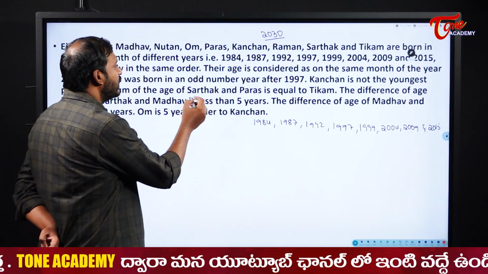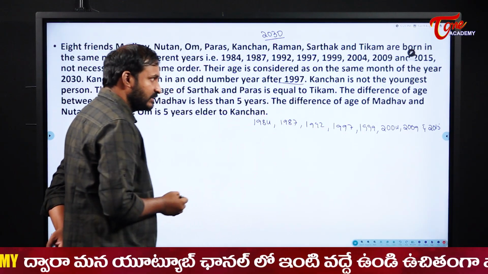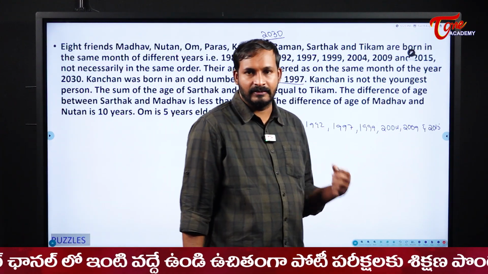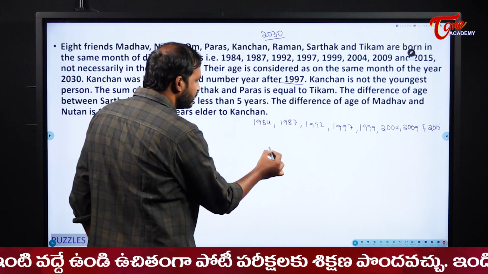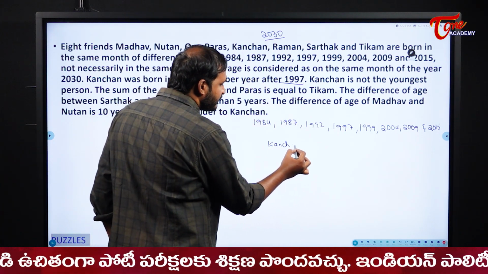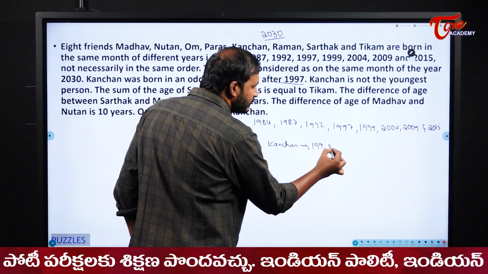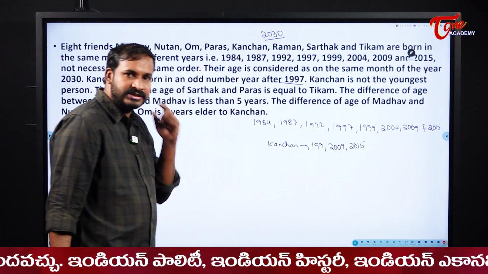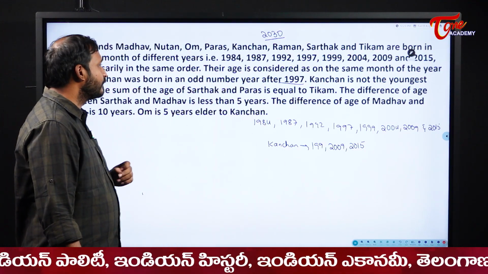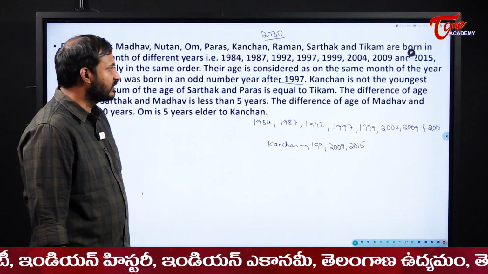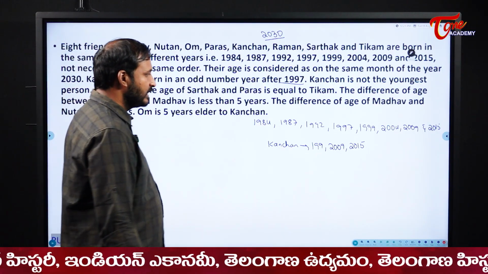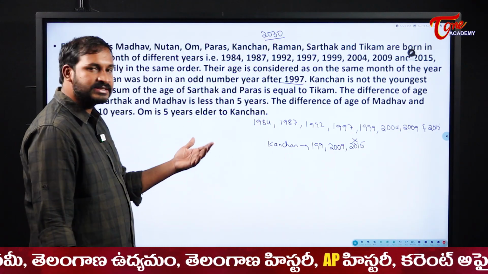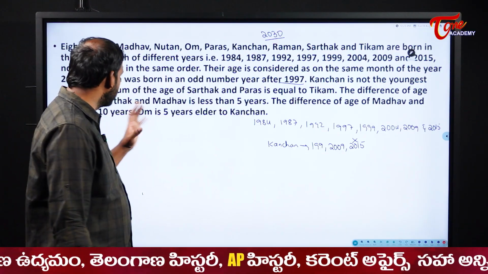Kanchan was born in an odd number year after 1997. So odd number years after 1997 are how many in number? 3 in number. So the chances for Kanchan are 1999, 2009 or 2015. Why? Because she was born in an odd number year after 1997. Kanchan is not the youngest person. That means Kanchan was not born in 2015. Why? Because not the youngest means 2015 will be the youngest one, so that is not the case.